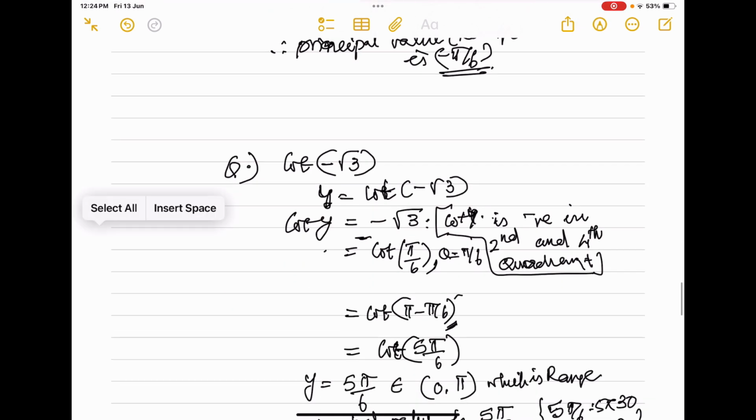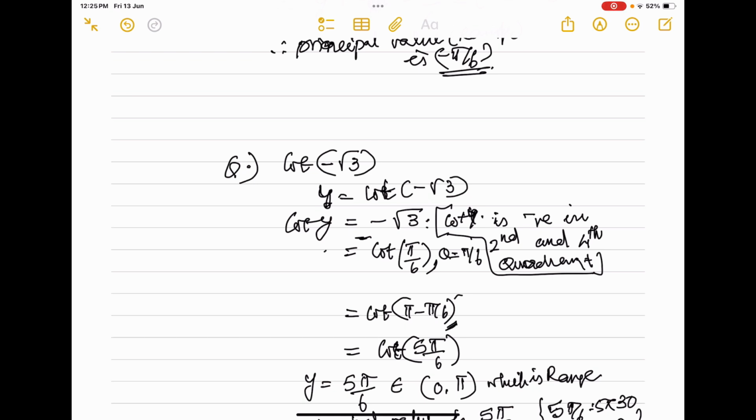Next question. y equal to cot inverse negative root 3. Therefore, cot y equal to negative root 3. Cot y is negative in the second and fourth quadrant. Therefore, negative cot pi by 6, so theta equal to pi by 6. Then check in which quadrants cot is negative. Cot is negative in the second quadrant and fourth quadrant. If it is in the second quadrant, we take pi minus pi by 6, that is 5 pi by 6.